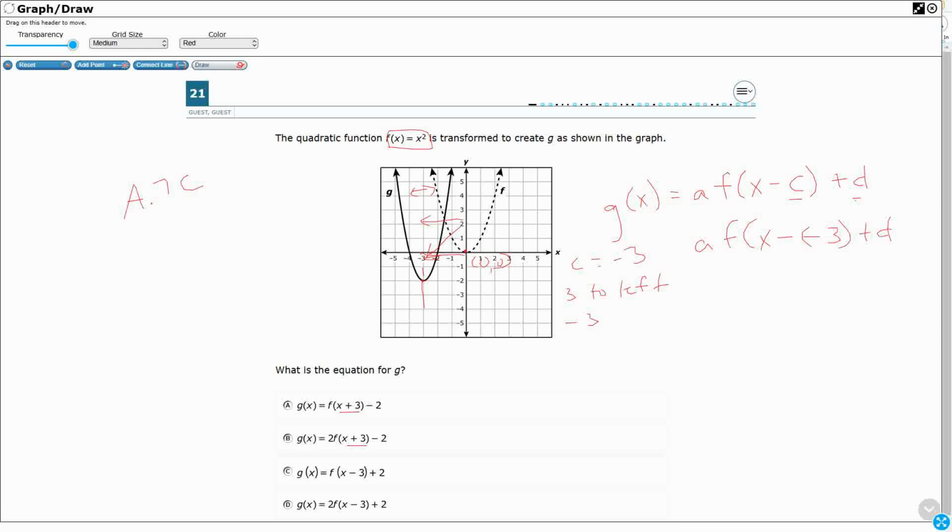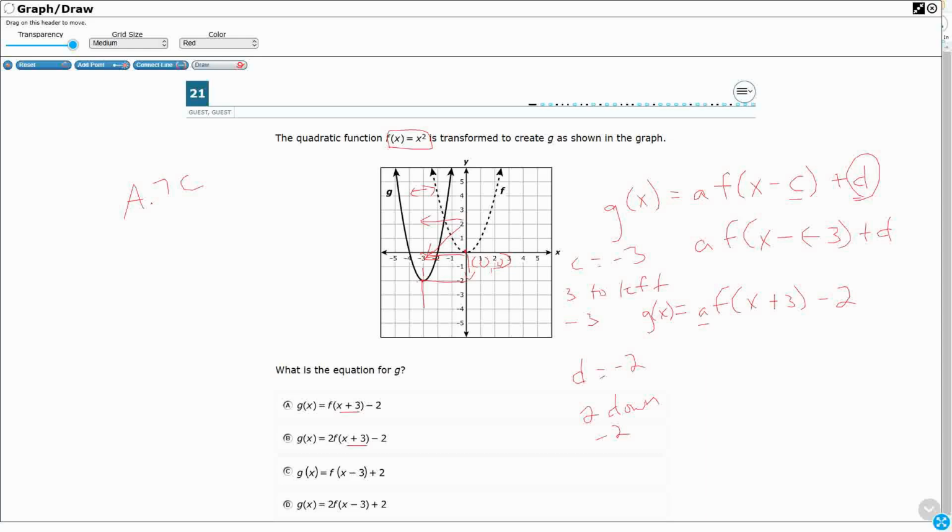Now this plus D is pretty straightforward. If it moves up, then it's going to be a plus D, positive number. If the graph moves down, it is going to be a negative number. In this case, we went from 0 to negative 2. Okay, so we went 2 down, or minus 2, so we can say our D equals negative 2. So we can rewrite this again now. Bring this g of x down. I'm going to go ahead and just make this x plus 3. And then that d is going to be minus 2.